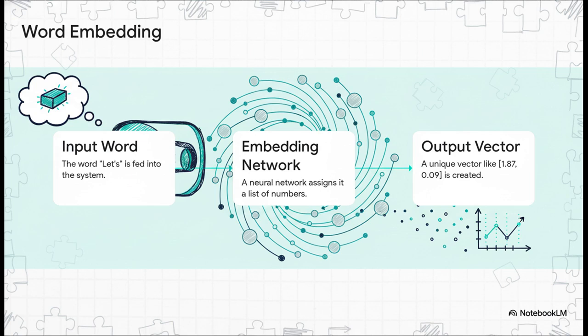Every single word, or token as it's called, gets fed into a neural network. And that network's job is to assign it a unique list of numbers, which we call a vector. Now, here's the really clever part. The exact same network is used for every word in the sentence. This design is what makes the whole system so incredibly efficient.